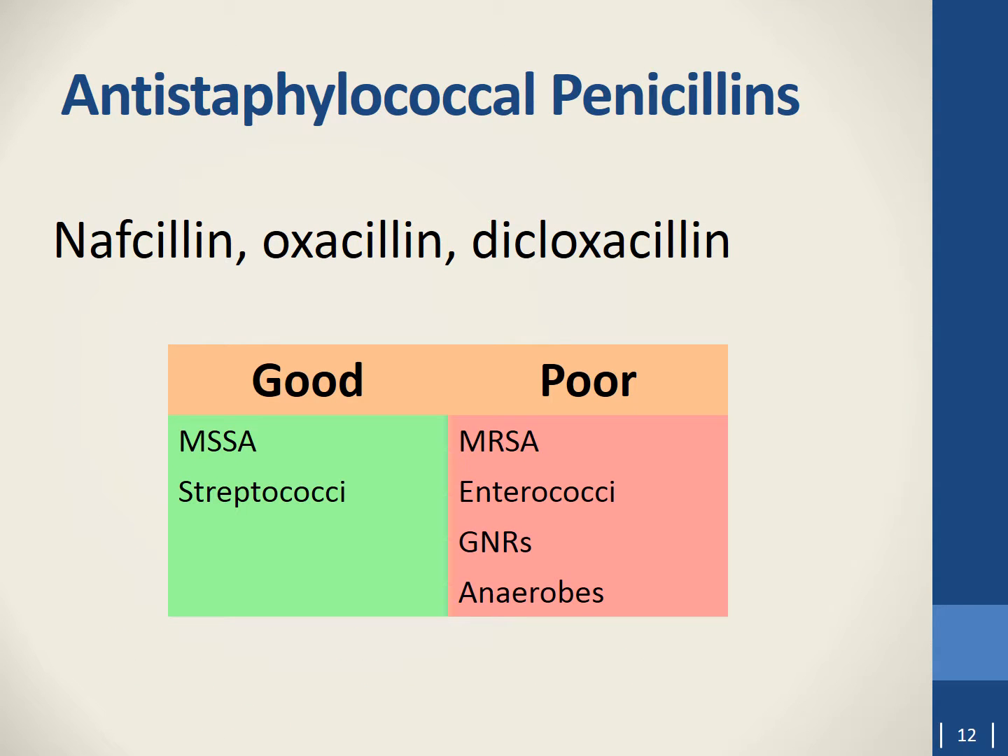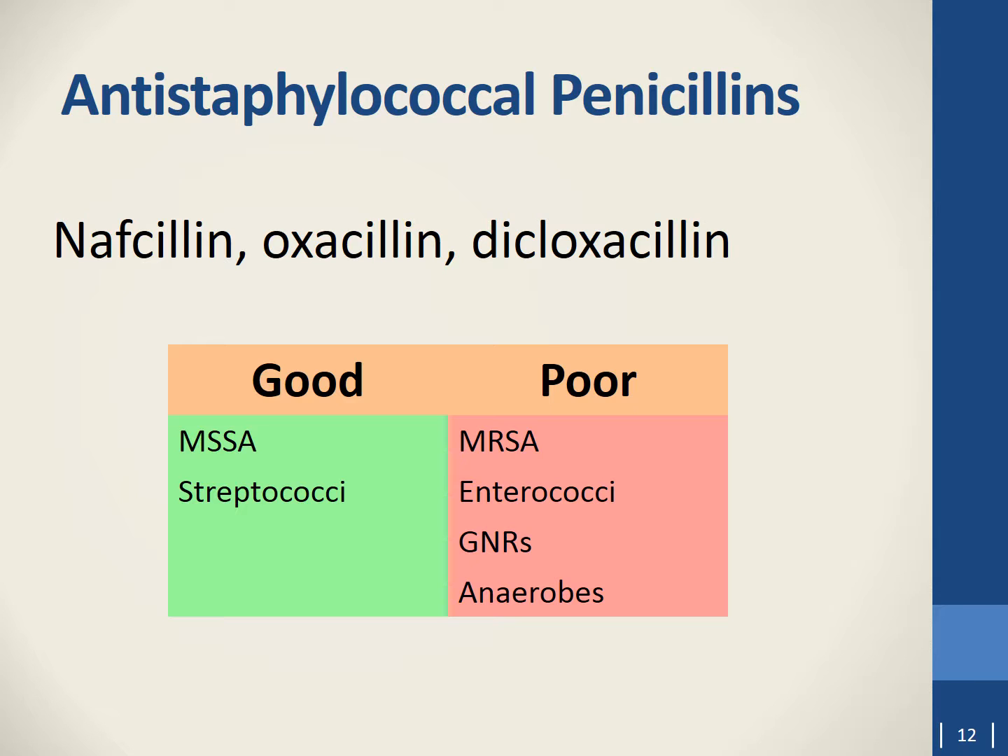The next class is the anti-staphylococcal penicillins, and the nice thing about their classification is it tells us where we're gaining spectrum coverage. So the common ones we think of are nafcillin, which is IV, oxacillin, which is IV, and dicloxacillin, which is oral. And as you can see here, now in addition to the streptococci, we have staph, or methicillin susceptible Staph aureus, in terms of having good coverage.